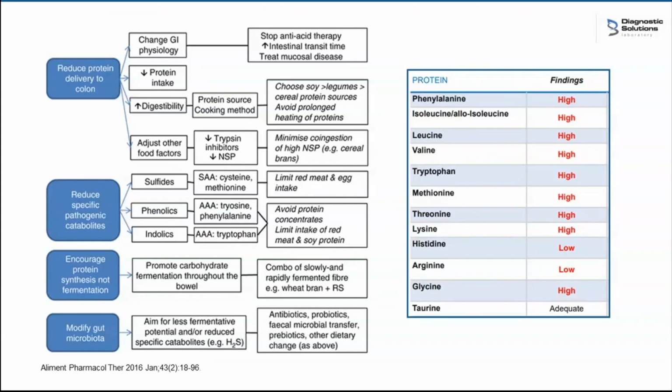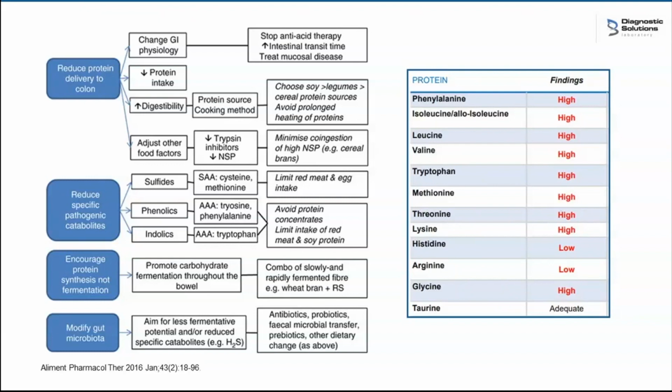So prolonged heating may reduce that. And then I would also look at digestive enzymes and how that's going, and then adjust other food factors. So there are other things, like inhibitors. Reduce specific pathogenic catabolites. So maybe don't focus as much on the sulfides or the phenolic compounds or the indoles, especially if you've tested and you've seen those to be elevated. Maybe pull back on those contributing proteins until you can work on the gut.